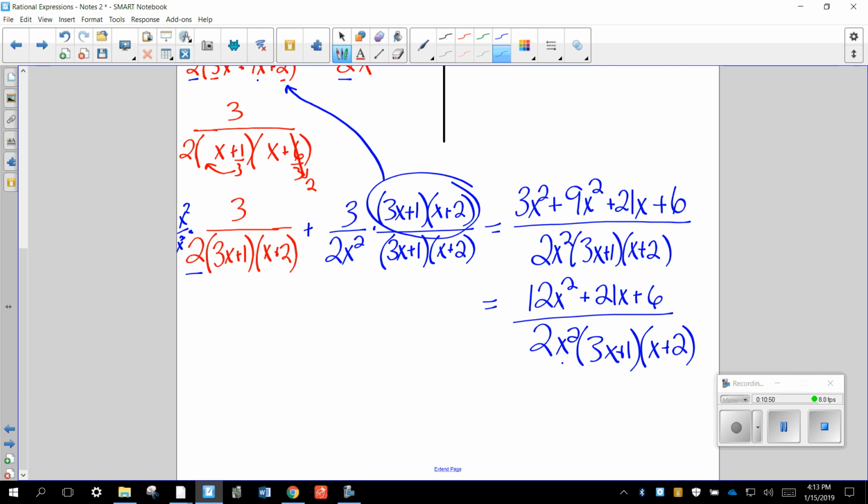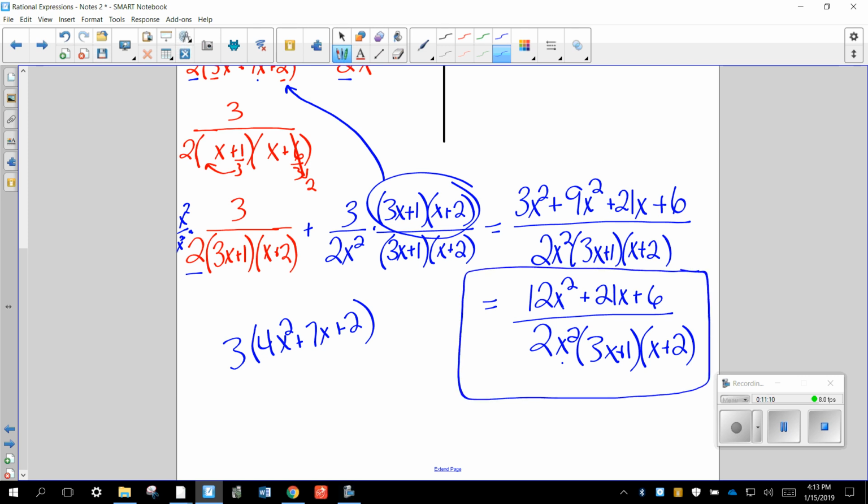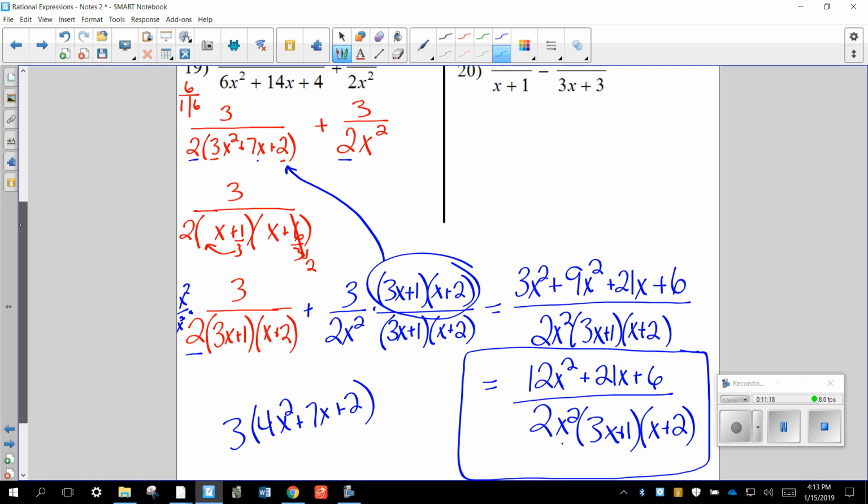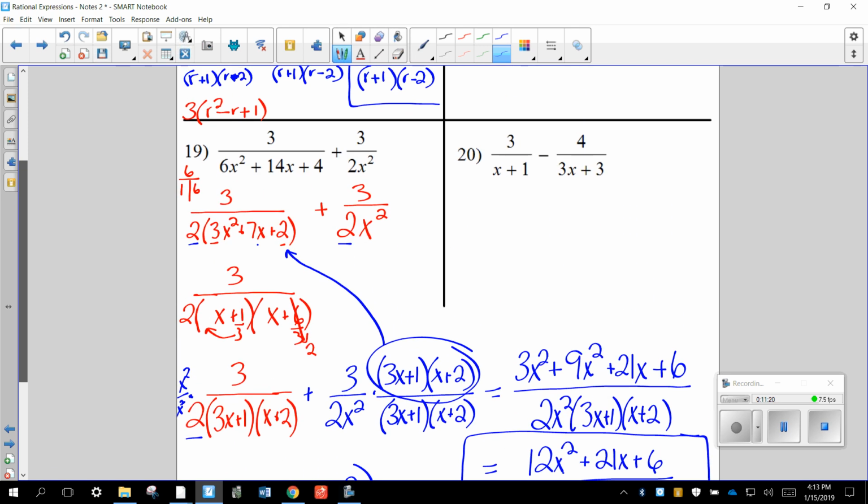We can factor the top if we want. We can factor out a 3. That would leave us with 4x squared plus 7x plus 2. But we can't factor that anymore, so I'm going to go ahead and call it and say that this is our simplified answer on number 19. Alright, let me scroll up. I'll do 20 real fast, hopefully, and then we'll move on to the last two in another video.